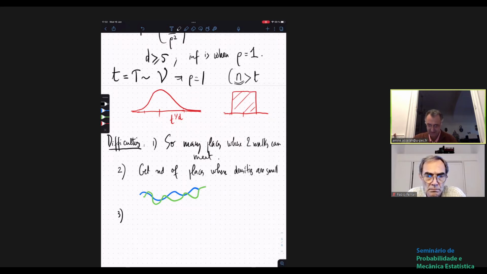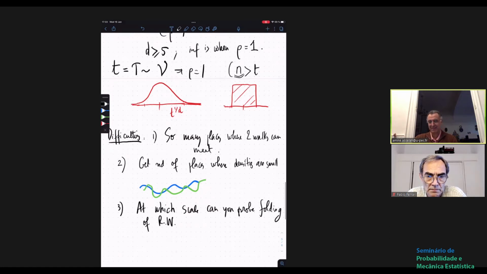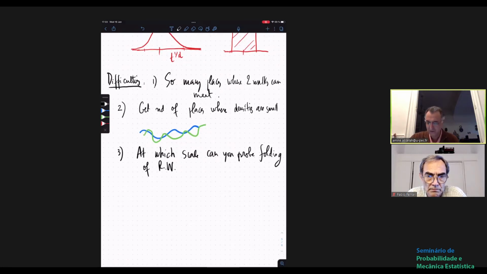The way I understand it better is: at which scale can you probe folding of a random walk? I introduced a word that no one understands, folding. So let me explain a little bit what I mean by that and what is our contribution. Folding just means that the walk is going to spend more time than typical.